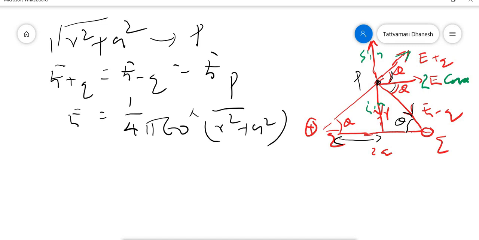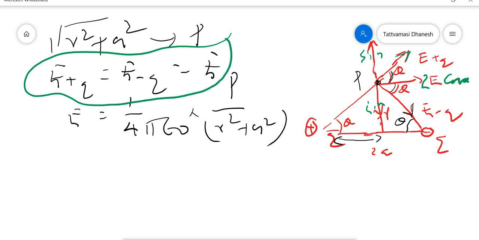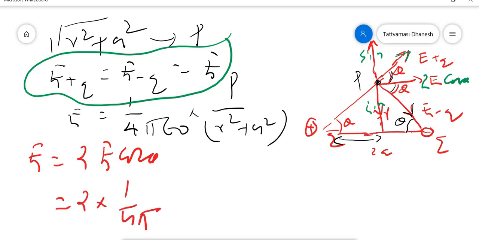The reason is that E of plus Q and E of minus Q are equal, and that's why I have taken it as E. The magnitude is equal. So 2E cos theta. So the resultant electric field, I can write as E is equal to 2E cos theta. And what is E here? 2 into 1 by 4 pi epsilon 0 into P by R square plus A square.